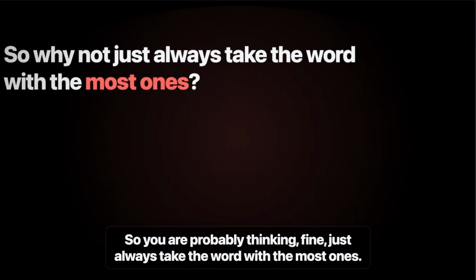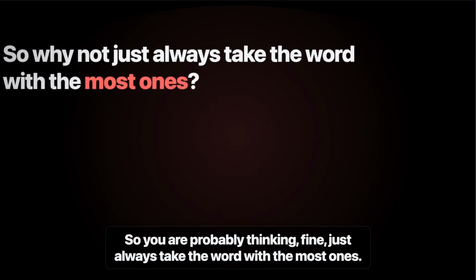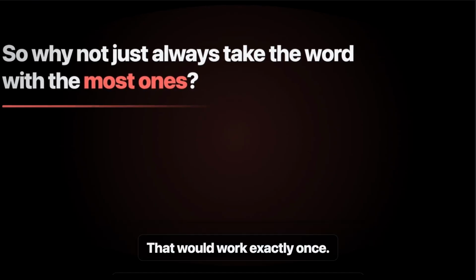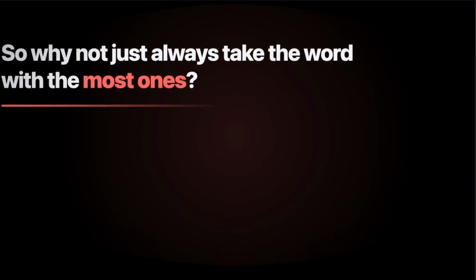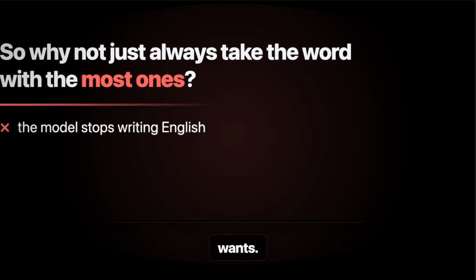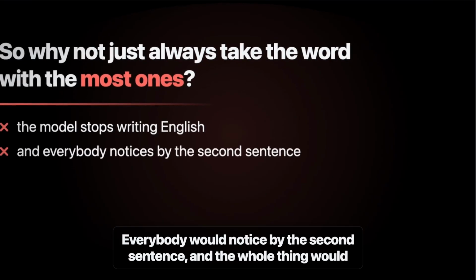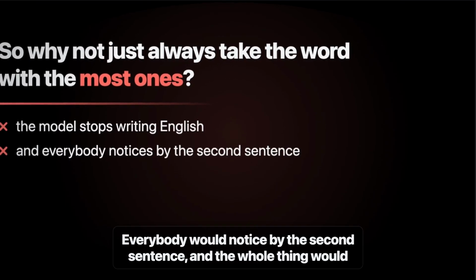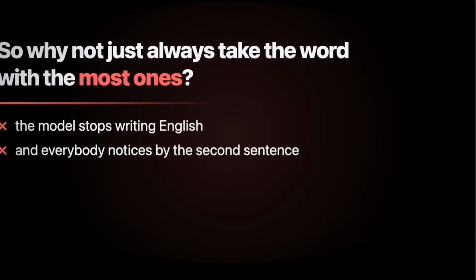So you are probably thinking, fine, just always take the word with the most ones. That would work exactly once. Do that, and the model stops writing English and starts writing whatever the key wants. Everybody would notice by the second sentence, and the whole thing would be worthless.